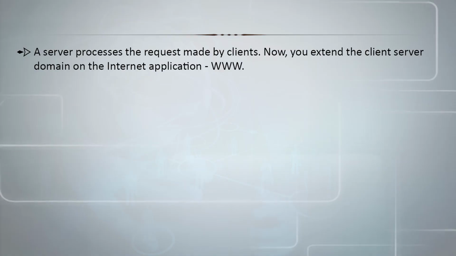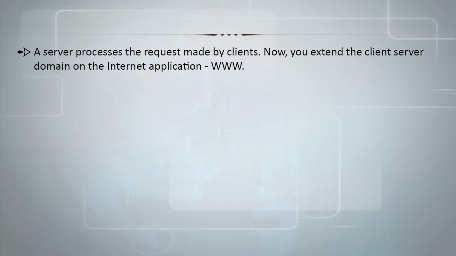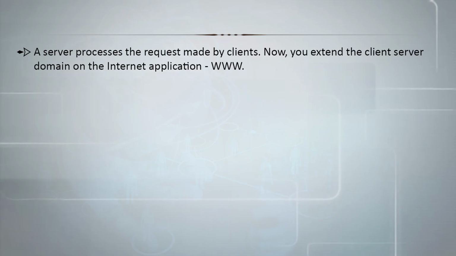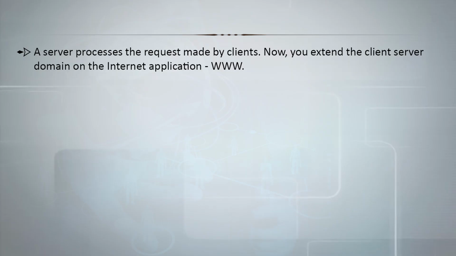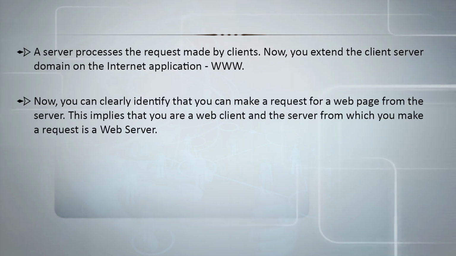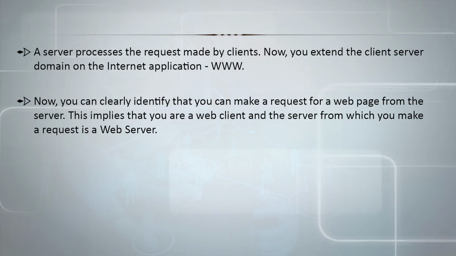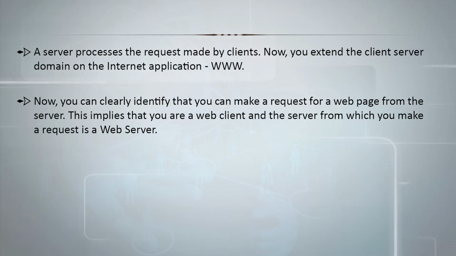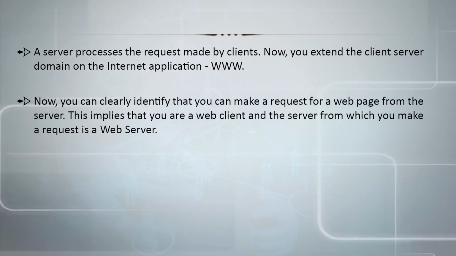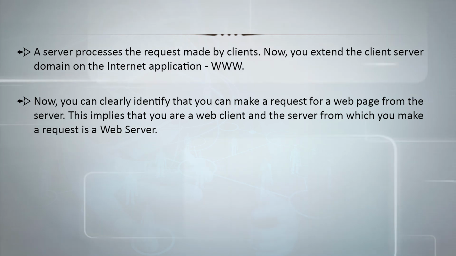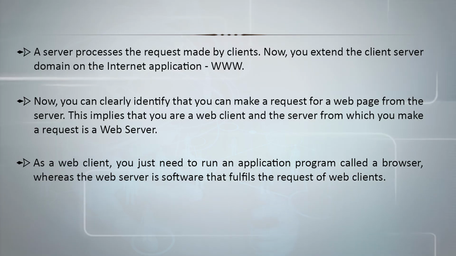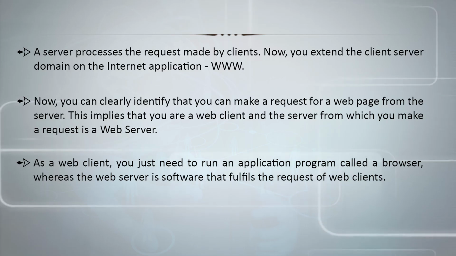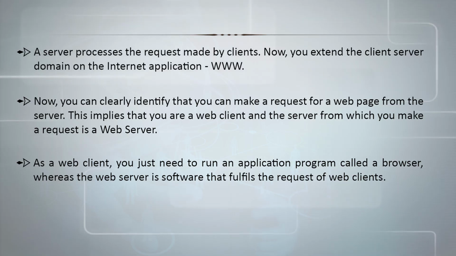A server processes the request made by clients. Now you extend the client server domain on the internet application www, which is World Wide Web. Now you can clearly identify that you can make a request for a web page from the server. This implies that you are a web client and the server from which you make a request is a web server. As a web client, you just need to run an application program called a browser, whereas the web server is software that fulfills the request of web clients.